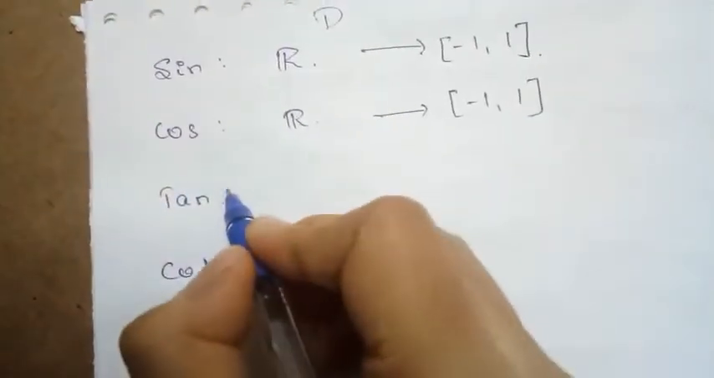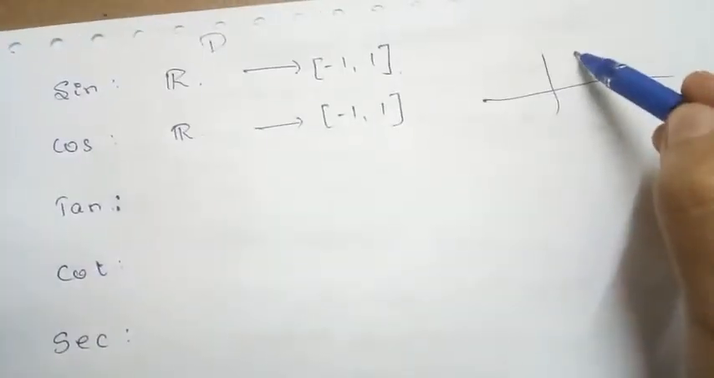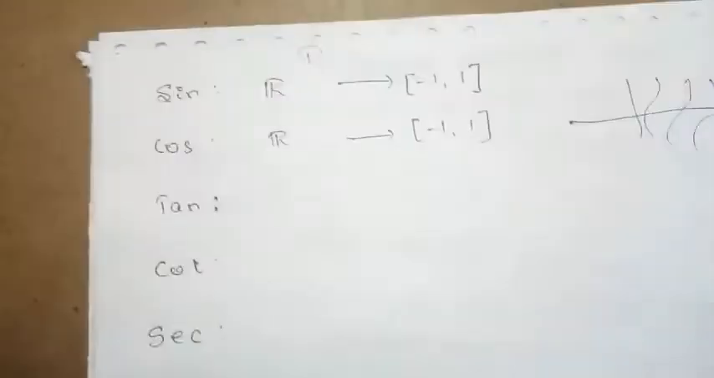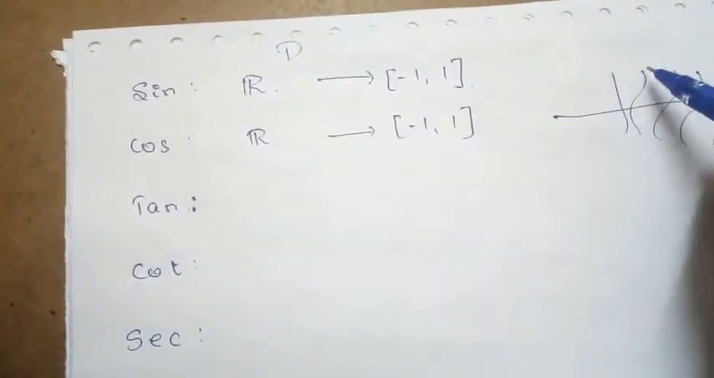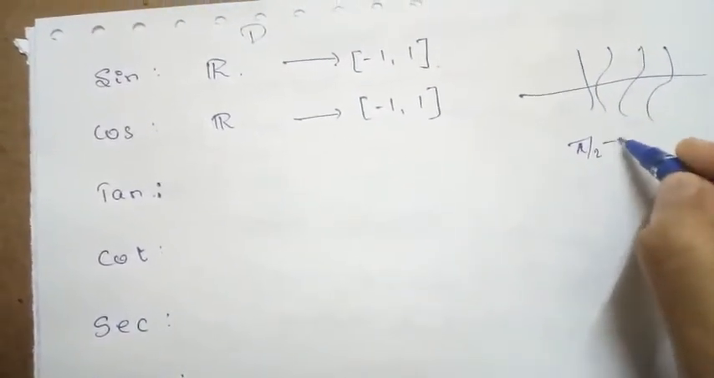What about the tan function? When it comes to the graph of the tan function, the graph looks something like this. Clearly, we know that the function is not defined at the point pi by 2 and the multiple angles of pi by 2.